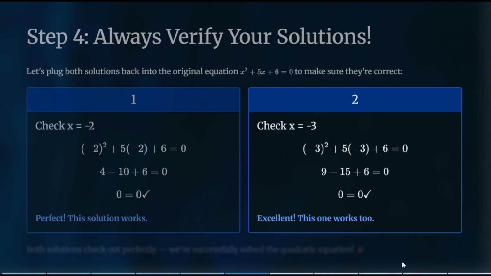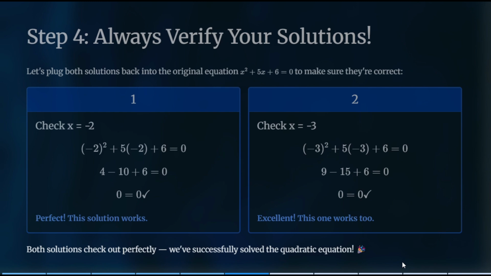Checking the second solution, x equals negative 3. Negative 3 squared is 9, plus 5 times negative 3, that is negative 15, plus 6. Is that equal to 0? Yes, so this one works too. So both solutions check out perfectly. We successfully solved the quadratic equation.